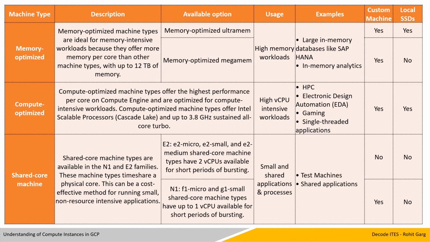that have up to 2 vCPUs available for short periods of bursting. And in N1, F1 Micro and G1 Small shared core machines are available with up to 1 vCPU for short periods of bursting. Both machine types are best for small and shared application processes, and best to use for test machines and shared applications. The difference is E2 machines don't support custom configurations and local SSD, whereas N1 machines support custom configuration but local SSD support is missing.